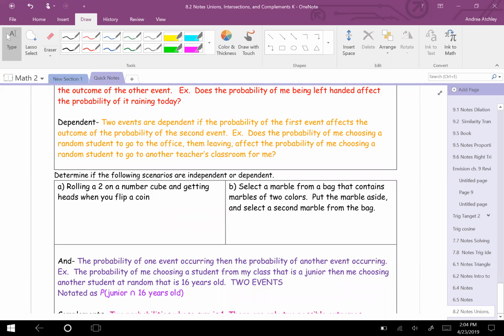Okay, A: rolling a 2 on a number cube and getting a heads when you flip the coin. Class, is this dependent or independent? What is it, class? Independent. They don't rely on each other. B: selecting a marble from a bag that contains marbles of 2 colors, then putting the marble aside and selecting a second marble from the bag. Is that independent or dependent? Dependent. Since I've taken it out, now there's fewer marbles in there. So it depends on what I picked out first. Does that make sense?